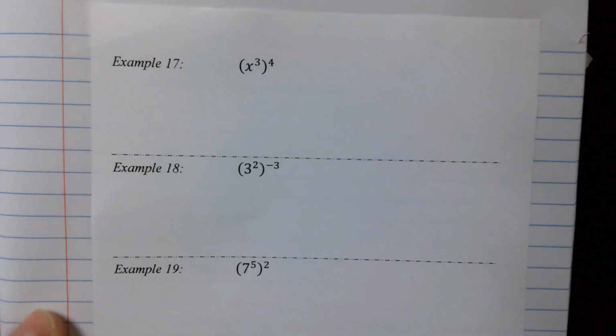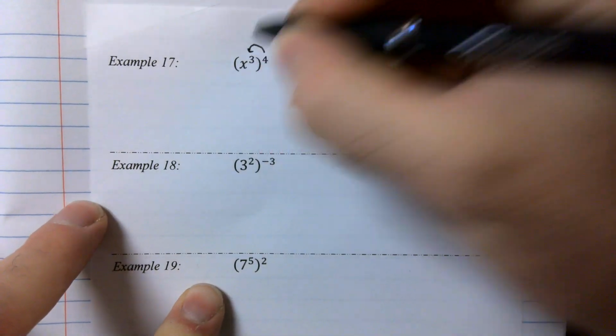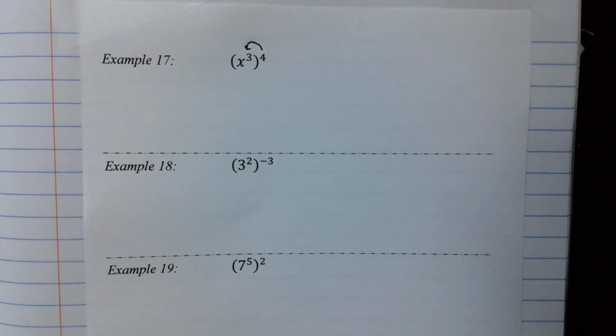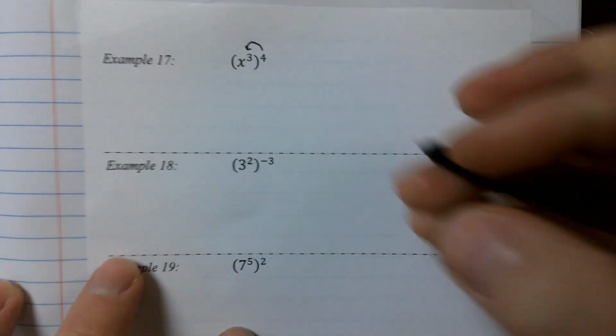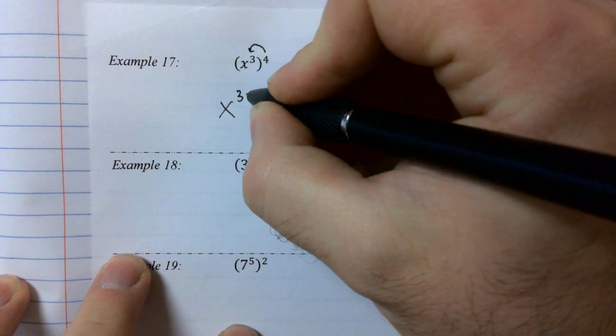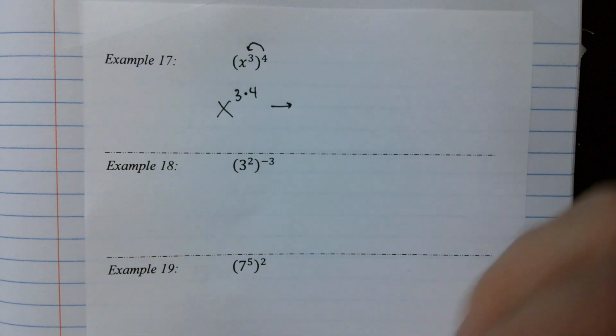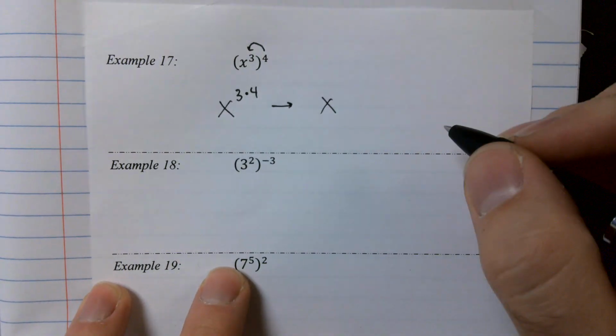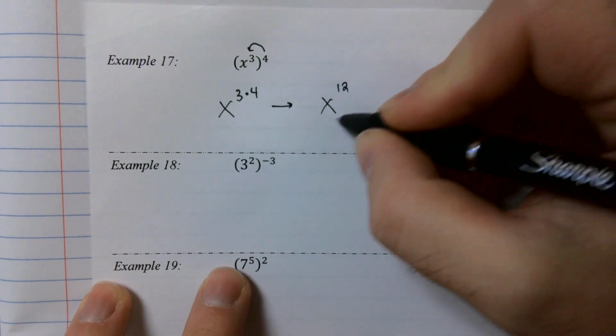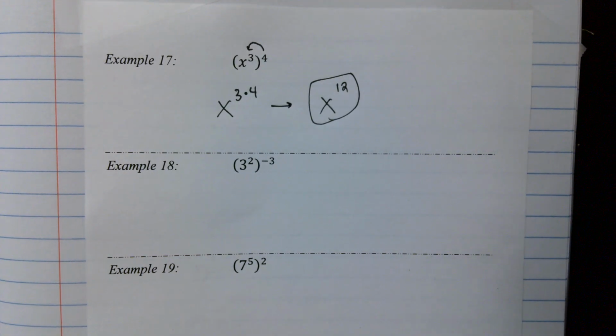All right, so let's take a look at these examples. For this first one, I got a base of x raised to the power of 3, and that whole thing is raised to the power of 4. To use the power rule, all we're going to do is distribute that outside exponent to the inside and multiply. So we've got x to the power of 3 times 4, which gives me a new power of what? X to the power of, what's 3 times 4? 12. That's it.